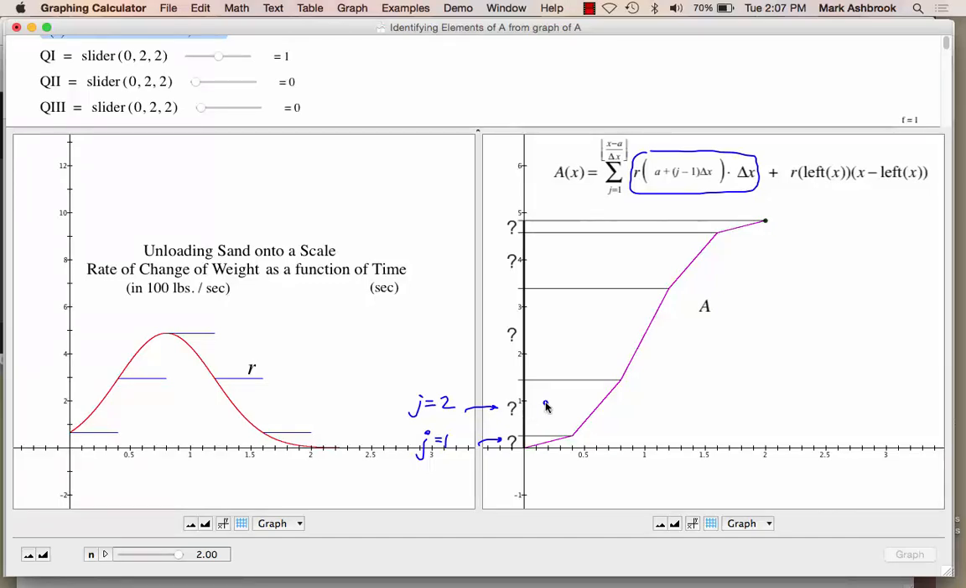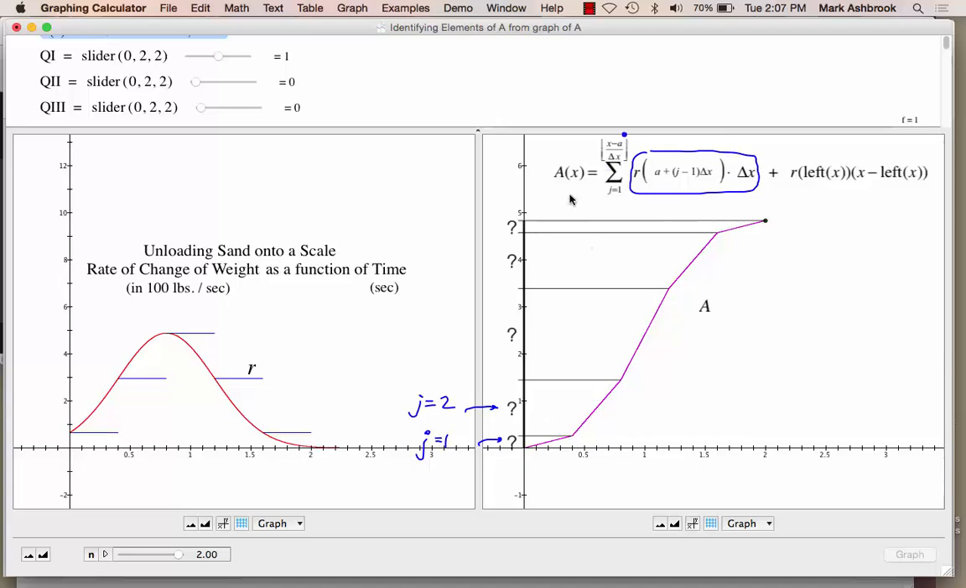So what happens with these summations is you go one at a time: j equals 1, and you calculate that product. And then j becomes 2, and you calculate that product, a little change in weight. And then j becomes 3, and then you calculate that product. And then the summation does what? Adds all those up. So it takes them one at a time. J equals 1 finds the amount of change. J equals 2 finds the amount of change. J equals 3 finds the amount of change until what?